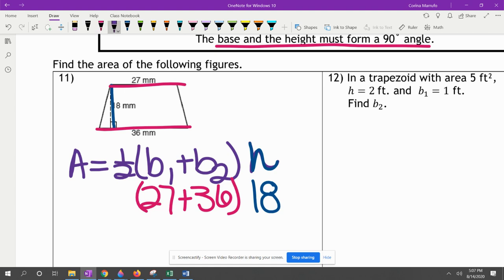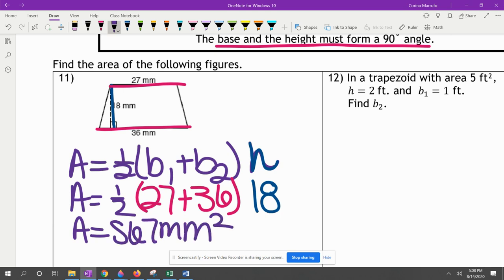So you can put all of this in your calculator. I'm going to go ahead and do that really quick. 27 plus 36 times 18, and you take half of that, and that gives us 567. Our units here are millimeters squared.